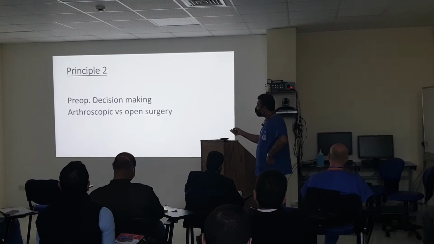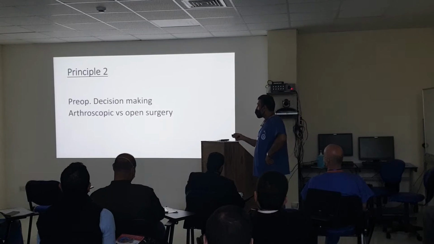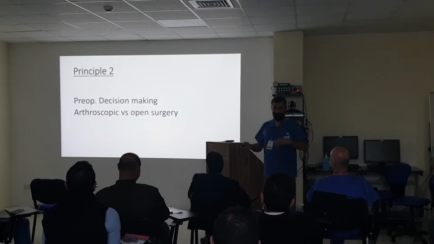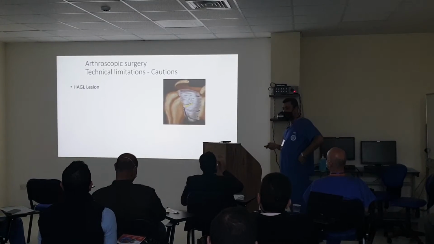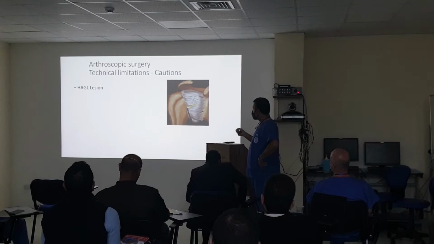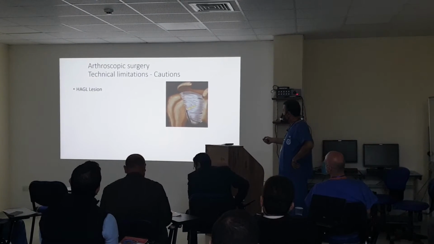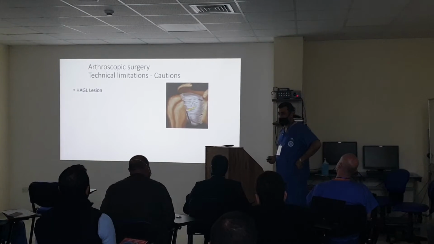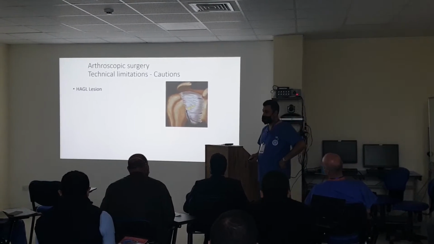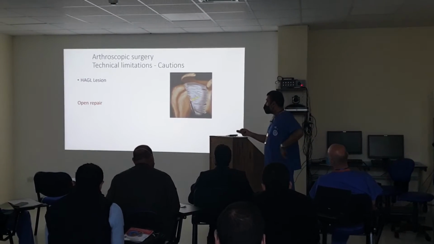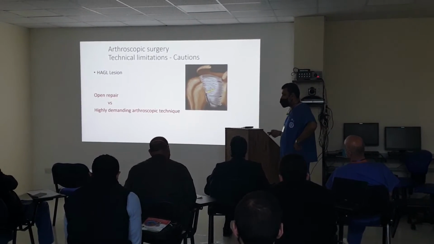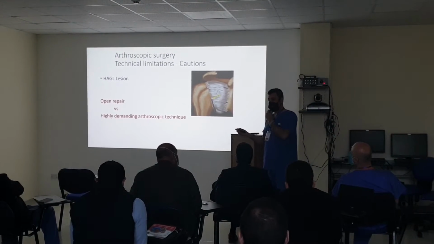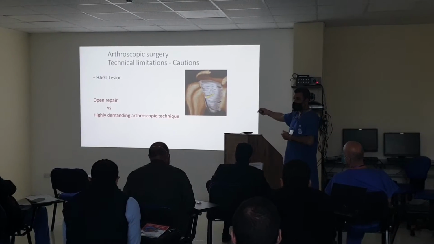So this helps you in making a decision to go for arthroscopic or open surgery. Why open surgery? Because we have limitations in arthroscopic technique. And this is an example. If you have this lesion, separation of the capsule from the humeral side, how can you manage it arthroscopically? So you can do it open, or you need a very highly demanding arthroscopy. So if you don't have enough experience, go for these cases with open.